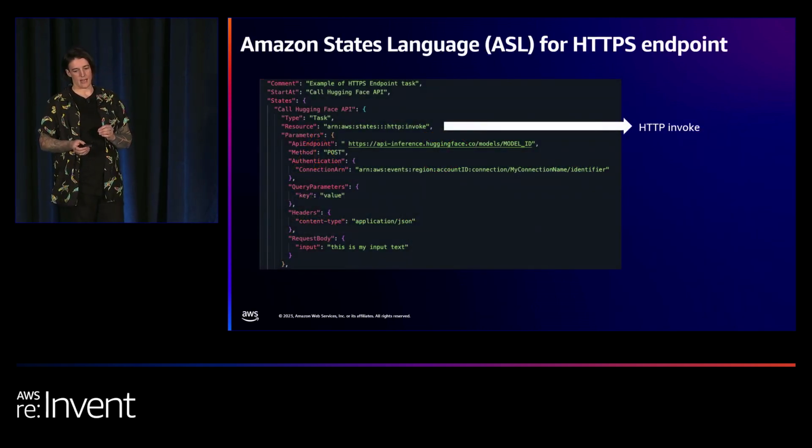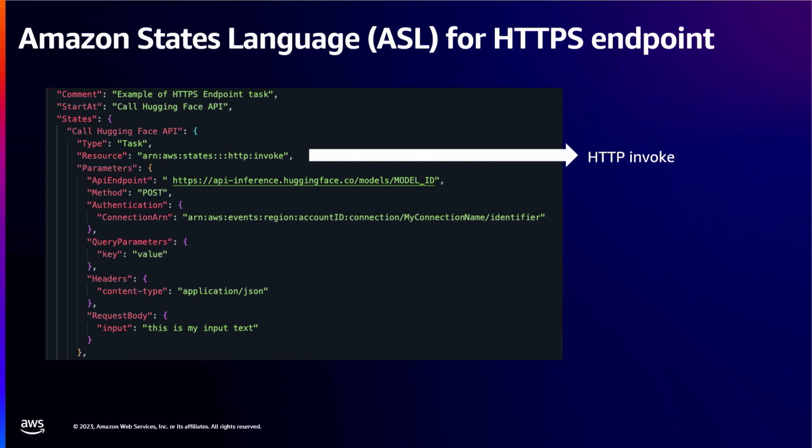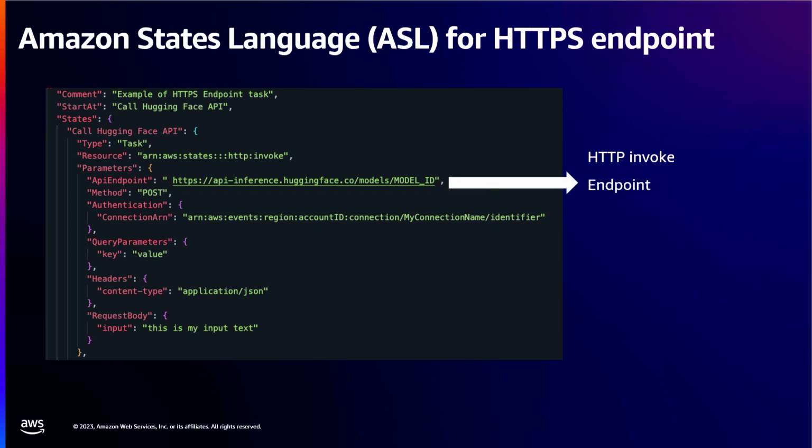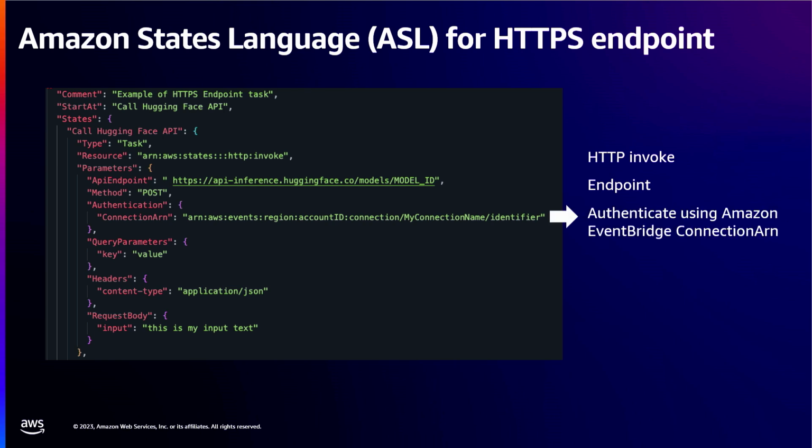So we take a look at the Amazon States Language for HTTP endpoints. Again, you'll see some familiar approach with respect to what we did on Bedrock. You'll see it's a task because we're doing some work, but instead of the Bedrock invoke model, you'll see an HTTP invoke. That's the reference that we're going to invoke a public endpoint. You'll see the endpoint specified along with the method that you want to use. We'll see the connection ARN that I've referenced. So that's really the connection ARN that you create in Amazon EventBridge, referenced as part of your workflow.